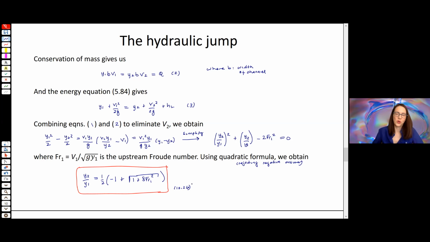You'll be asked different variations. You'll be given a flow situation and asked either to calculate one of the depths, y1 or y2, or the Froude number, and you can go right to this equation. And let me just write down Froude number 1.